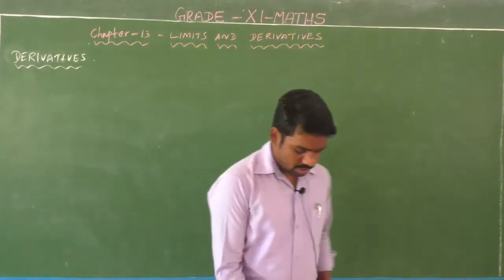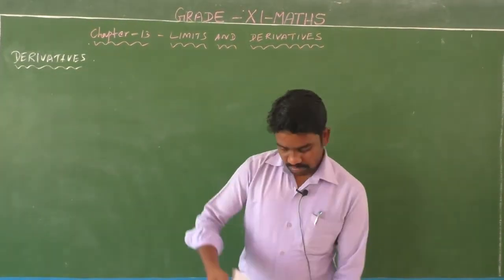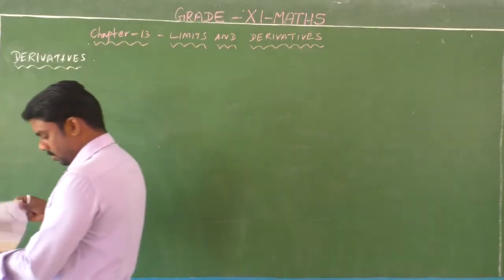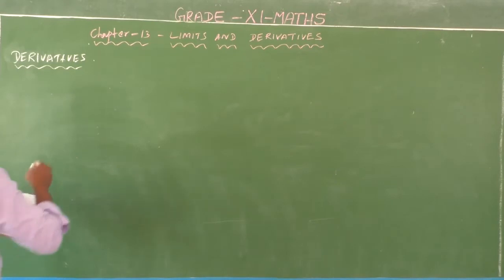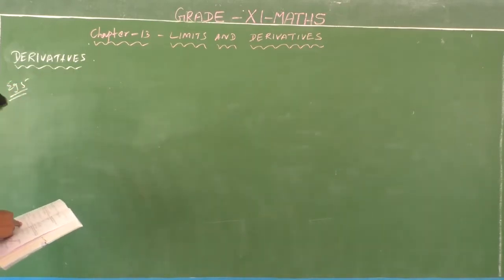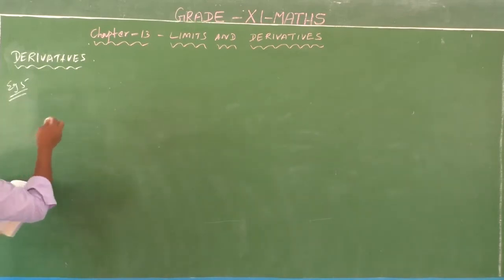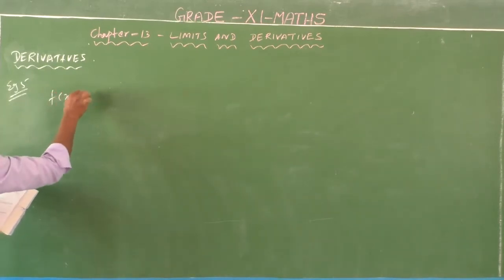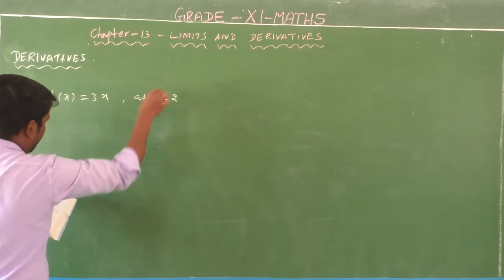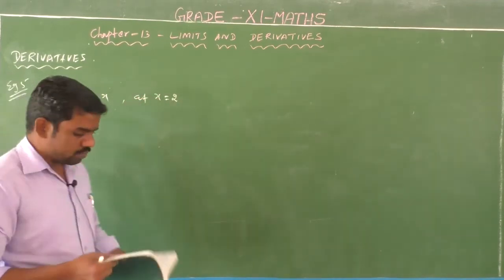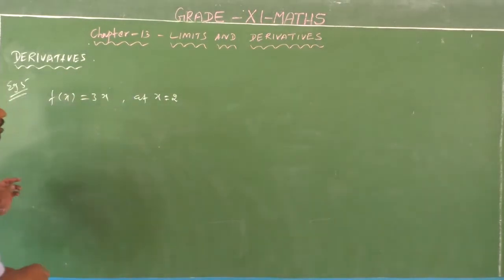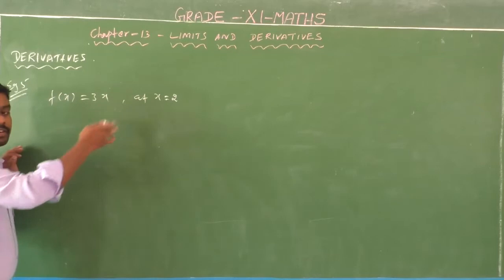Listen. Example number 5. Find the derivative of the function f of x is equal to 3x at x equal to 2. Right. Listen. Derivative of this function at x equal to 2.